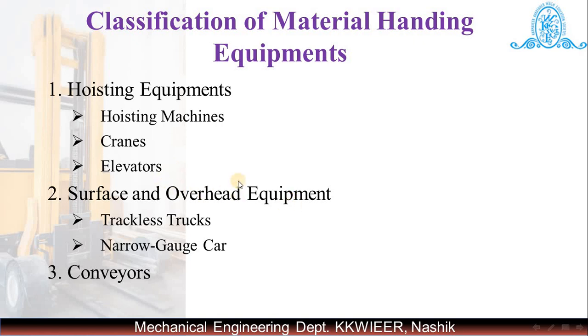Then we have surface and overhead equipment. So trackless trucks, we can say, or either narrow gauge car. Within the industry we can use these two types of equipment for transporting the loads, or usually, most probably in large scale industry, we can go with the conveyors if a small homogeneous material is to be transferred. So that time we can use the conveyors.